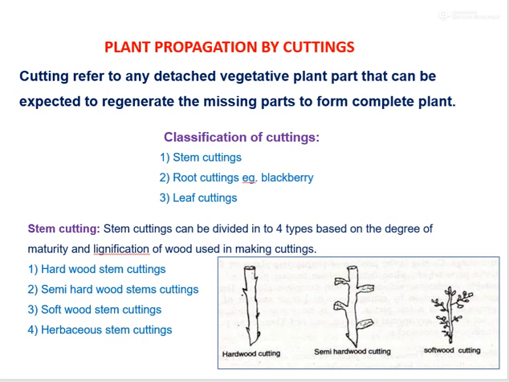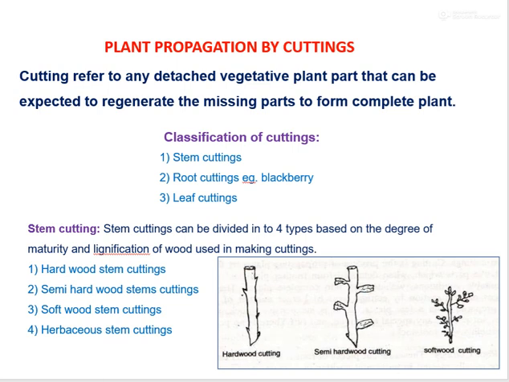Stem cutting can be divided again into four different methods on the basis of maturation and lignification of the wood, in which the first one is hardwood cutting, then semi-hardwood cutting, then softwood cutting, and herbaceous cutting. On the basis of such type of maturation, these are the four different methods.